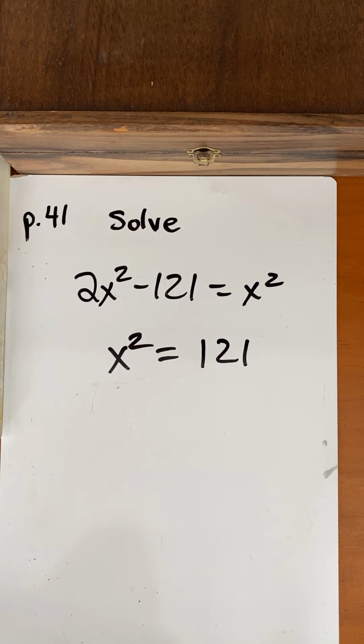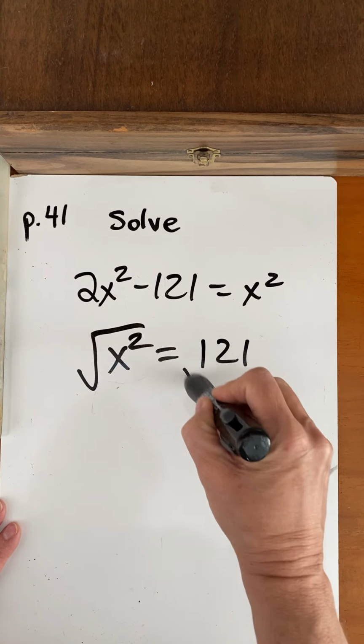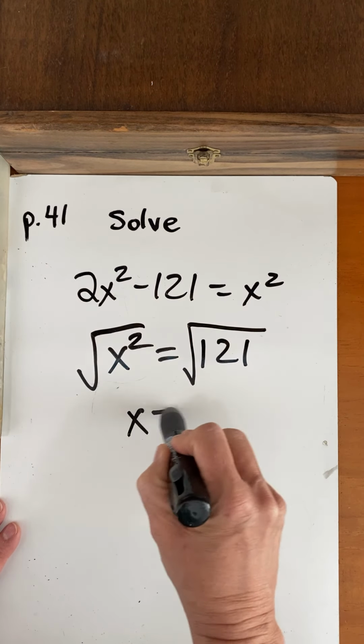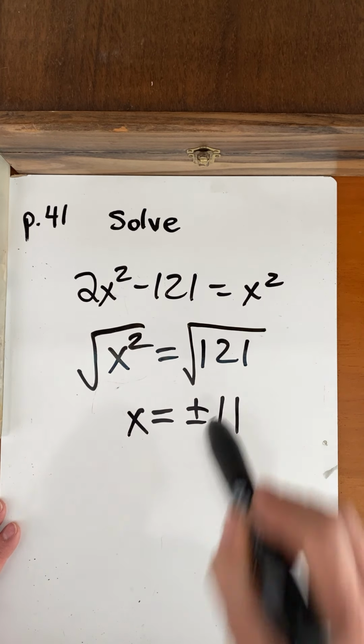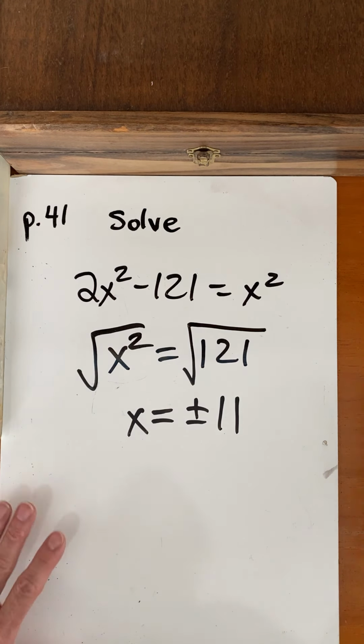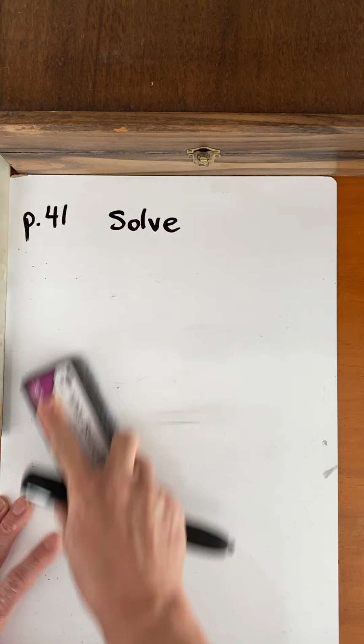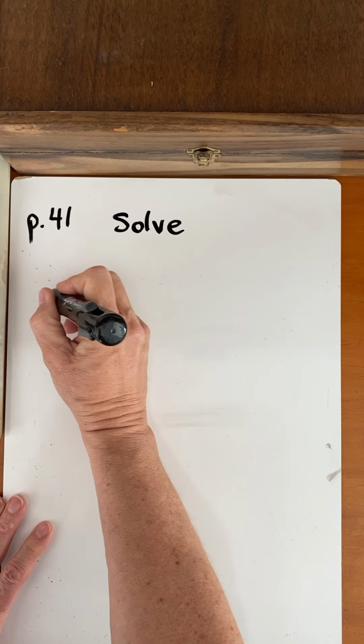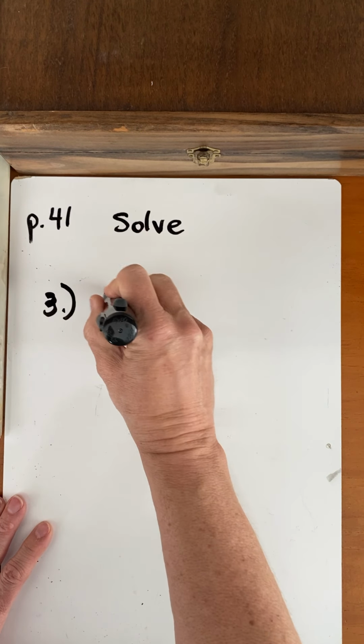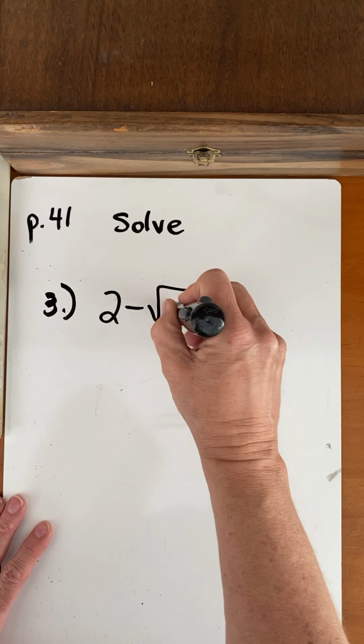Okay, no square roots. Why are there square roots? Because I am making a decision to square root both sides. I must find both the positive and negative. Okay, now this last problem is much more complicated.